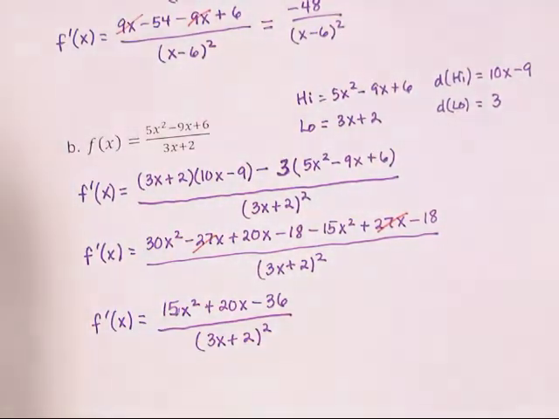So that's what f prime of x is going to be. 15x squared plus 20x minus 36 over 3x plus 2 quantity squared. And that's the derivative for that particular function using the quotient rule. And I don't think I can factor 15x squared plus 20x minus 36 here.